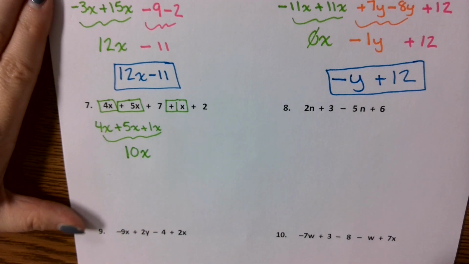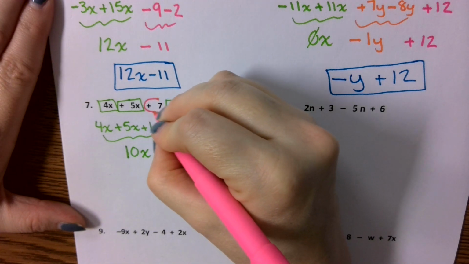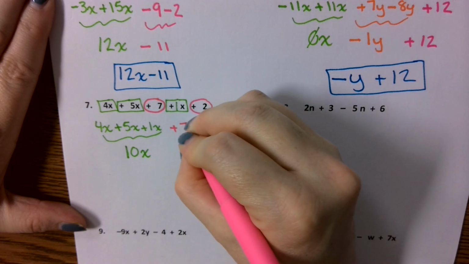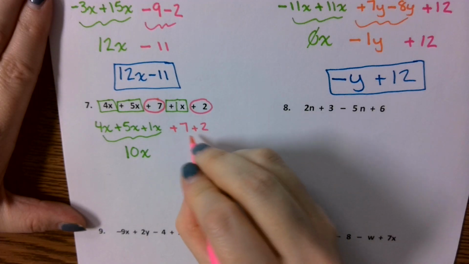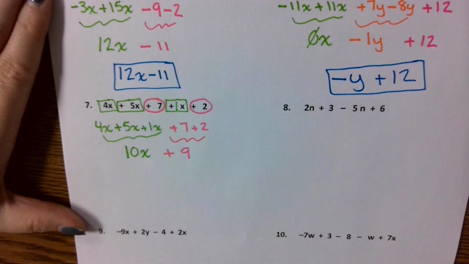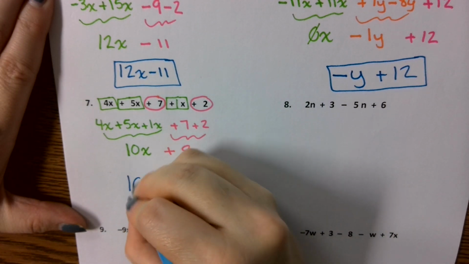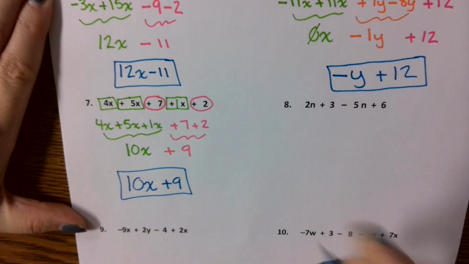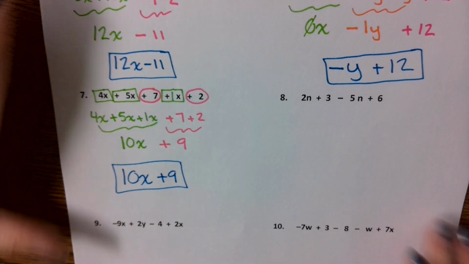Then we have our number terms. We have a positive 7 and a positive 2. If I do 7 plus 2, that's going to come out to a positive 9. So my final answer is just 10x plus 9.